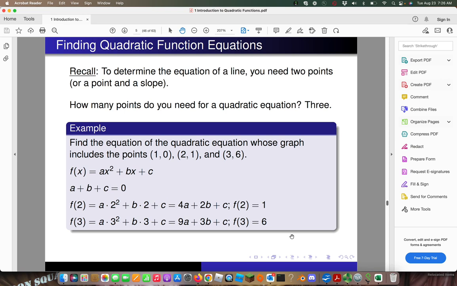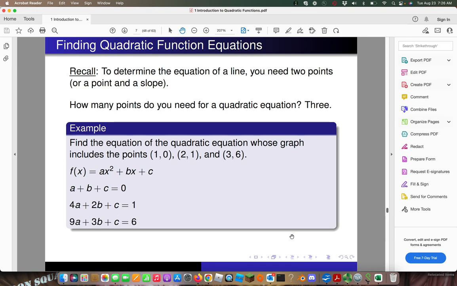We can do the same thing with f of 2. f of 2 is equal to 4a plus 2b plus c. It is also equal to 1, and that tells us that 4a plus 2b plus c is equal to 1. And the same thing with f of 3, that is equal to both 9a plus 3b plus c, and it's also equal to 6, so we can set those equal.